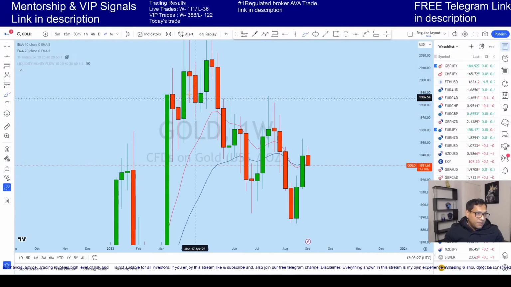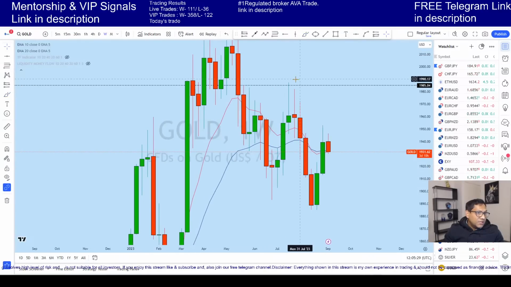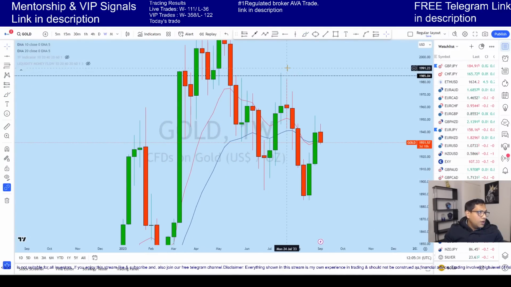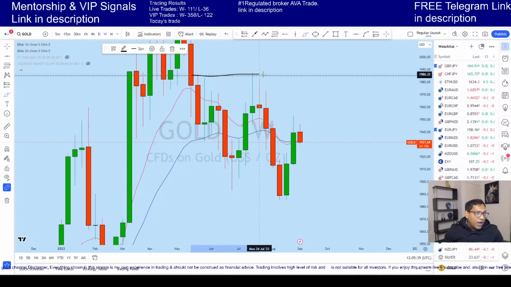This resistance line here on gold is in fact a very strong liquidity grab. Why? Because it has broken the swing high, and then after triggering all this liquidity, we have seen that the price has created this massive movement to the downside, followed by a correction to the upside.